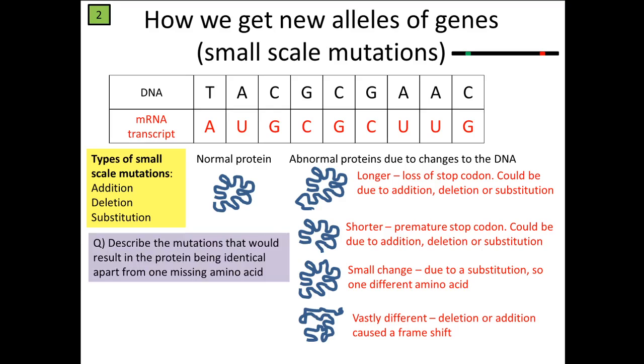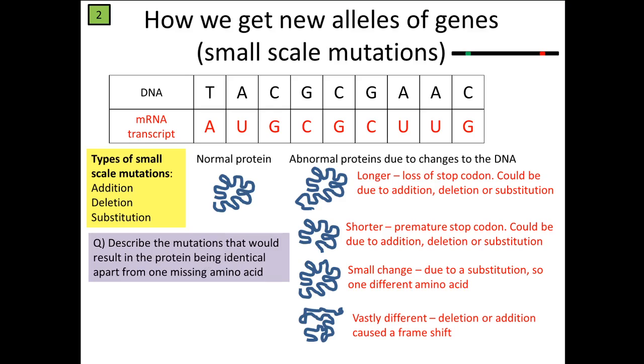So let's try this one. Can we describe the mutation that would result in the protein being identical apart from missing one amino acid? So how can I get a mutation that would result in it being identical apart from one missing amino acid? Not a changed amino acid, so it can't be substitution, because that'll just change it from one to the other. You could say that the last codon before the stop codon gets changed into a stop codon. You can do, but it's probably more likely to be a consecutive 3 base deletion that results in a codon being removed.